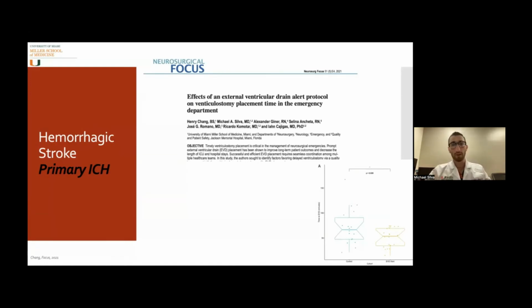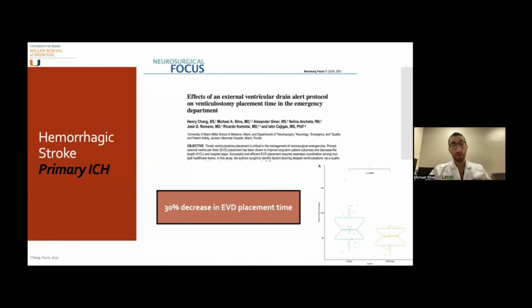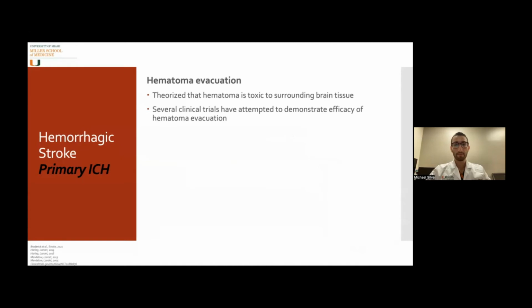So the cart was brought to the bedside, the patient was moved to a location in the emergency department amenable to EVD placement, stat labs were drawn immediately and automatically and sent to the lab, and a variety of other small things to expedite the process. Again, this showed an additional 30% decrease in EVD placement time. So I just wanted to talk about a little bit of work that's been done in our department to expedite this process, and we're seeing good results from it.